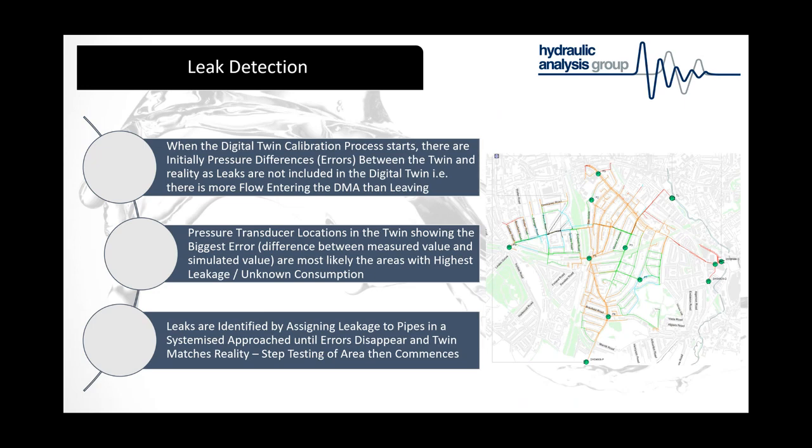And then what we can do is start to actually implement leaks into the twin on various pipes until we get a match. And so once you start getting that match, you've got a good idea that this is where your leaks are, and then you can commence with either step testing or traditional leak detection methods. So it's a very powerful tool for locating the areas of leakage very quickly. Yes, it's not going to fine tune it down to a street level, but it'll give you the area of the DMA to focus on, which will typically be 10 or 15% of the area of the DMA where your big leaks are, because they're causing the pressures to be lower in reality than they should be.